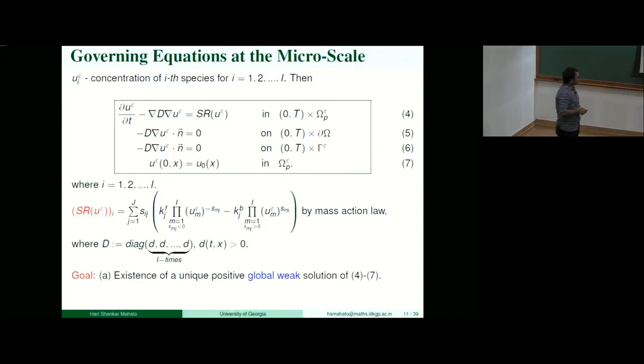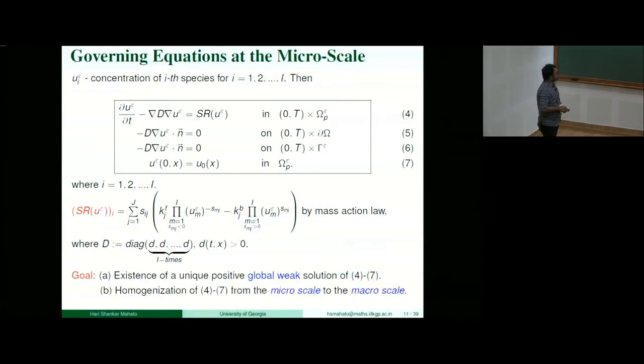And whether that solution is unique or not, whether it is positive, and most importantly, whether we can talk about a global solution. We were primarily interested in the global solution. So what can we say about the global existence? And once we had the existence, whether we can upscale this model from micro to macro scale.